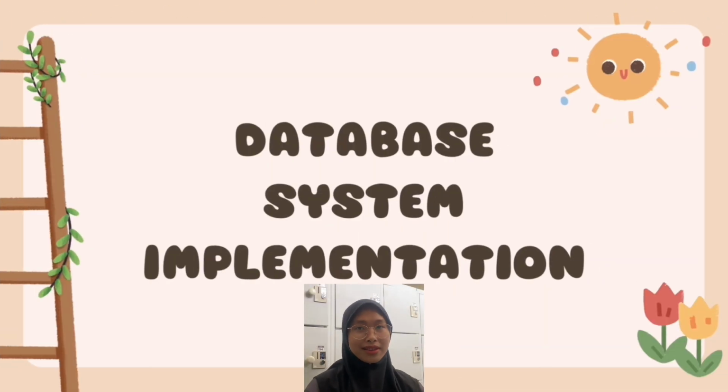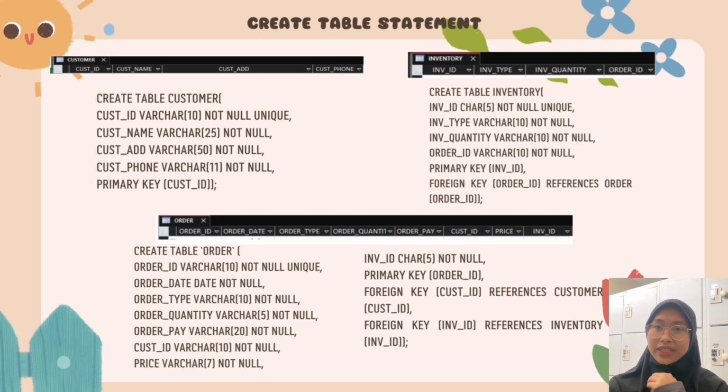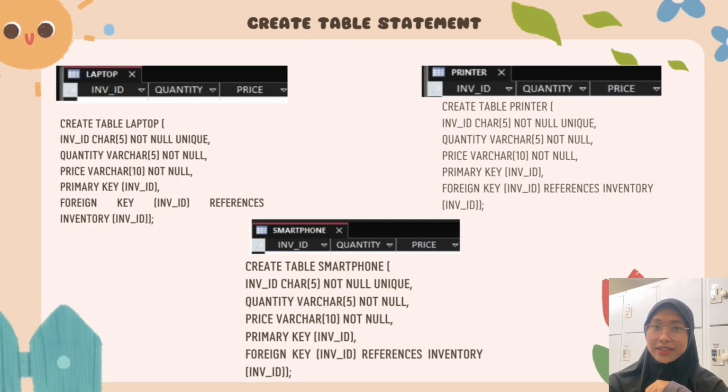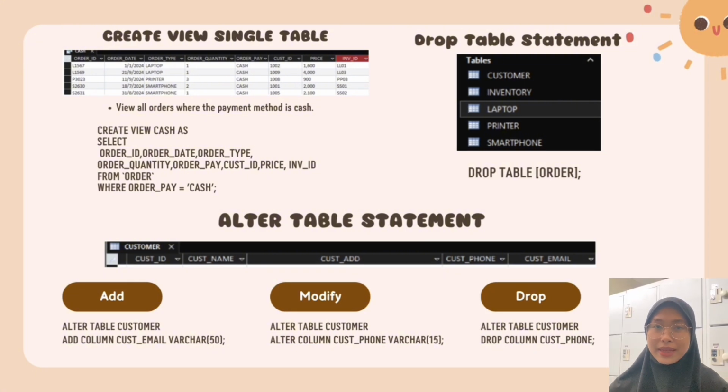Next, database system implementation. Now, this is the SQL instruction on how to create the table statement. If we run this instruction, we can create the table. Next, this is how to create a view single table. This coding is used to show specific data. For example, the coding I am showing now is for customers that pay using cash only.